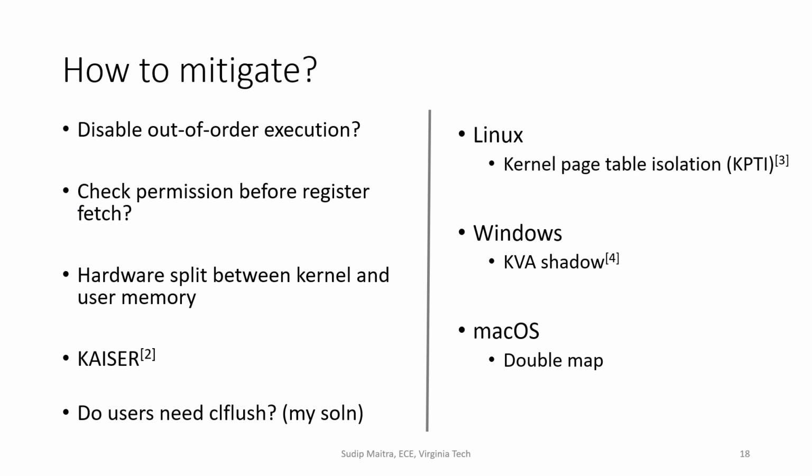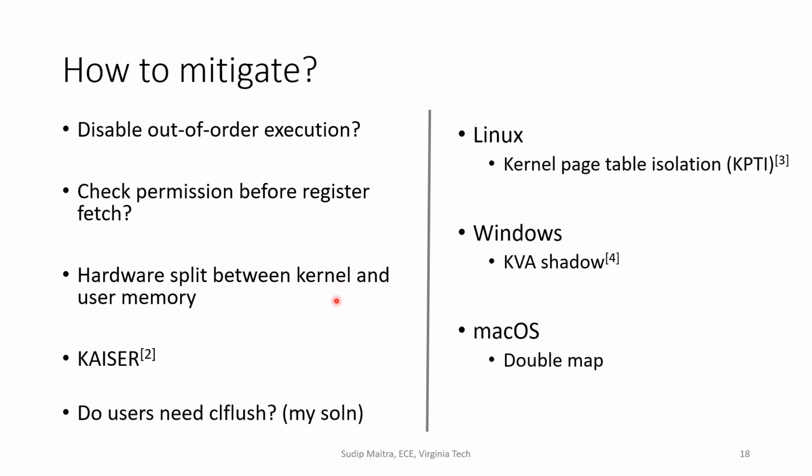So we've established how severe this attack is and the consequences of this vulnerability. So how do we mitigate it? Can we disable out of order execution? Well, that's not the best idea because we would lose so much performance if we do that. And what about checking permission before every register fetch? Well, that's going to slow down the process as well. So that's not a feasible solution either.